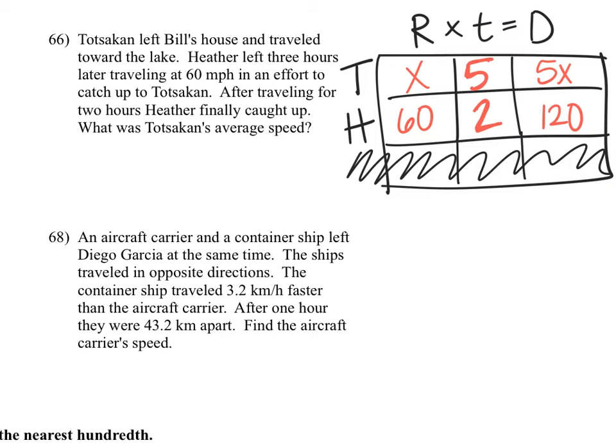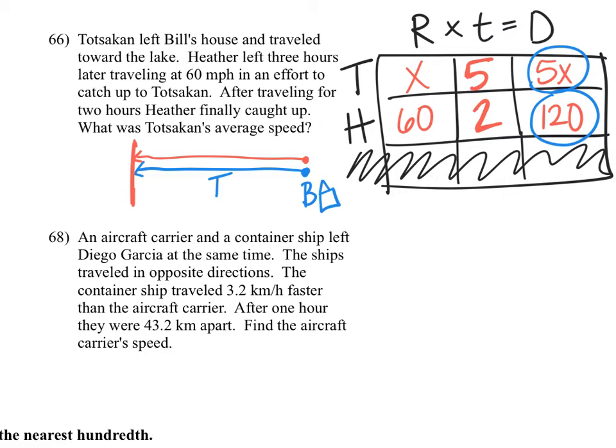Okay, so now we know these two pieces of information, and we need to read whether they were traveling in opposite directions or in the same direction. So I'm going to draw a picture. This is Bill's house. Here Totsakan is going this way, and then Heather is going the other way. And eventually they meet at the same spot. So did they travel the same distance? The answer is yes. And if they traveled the same distance, then these two distances in our chart are going to be equal to each other.